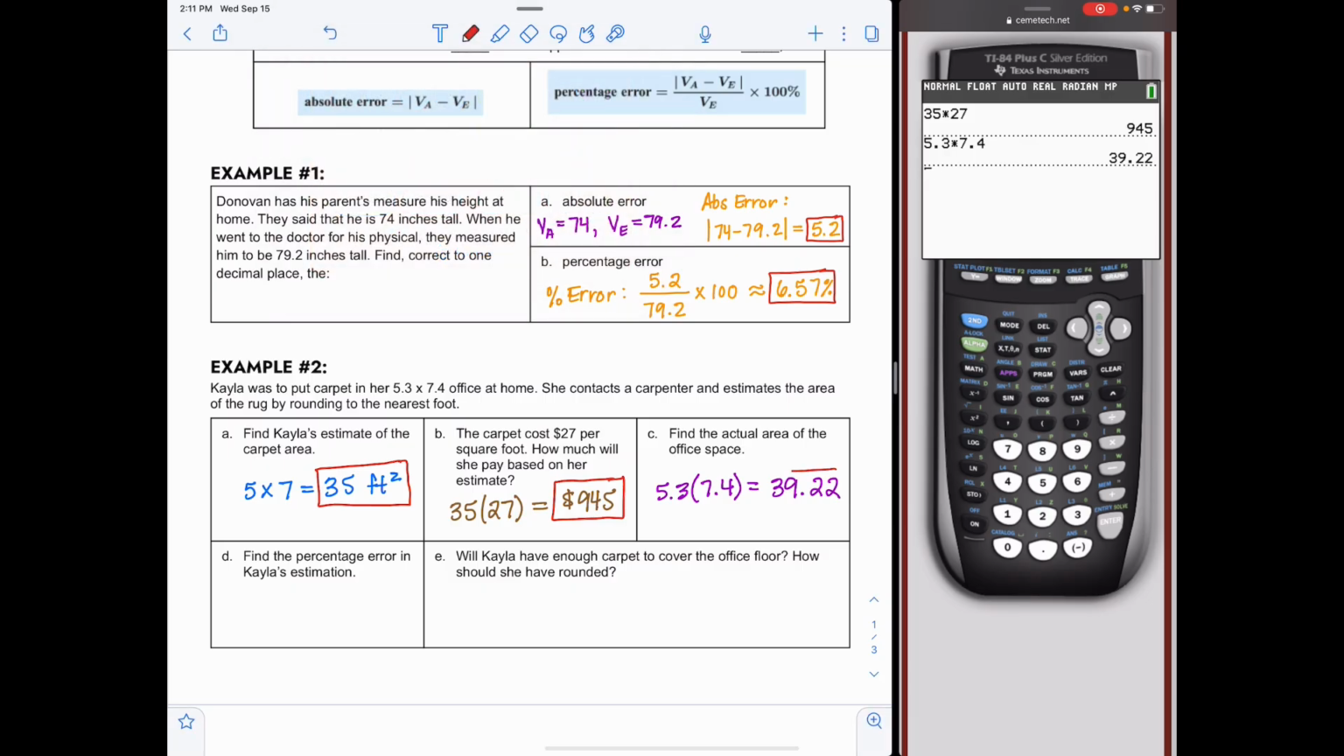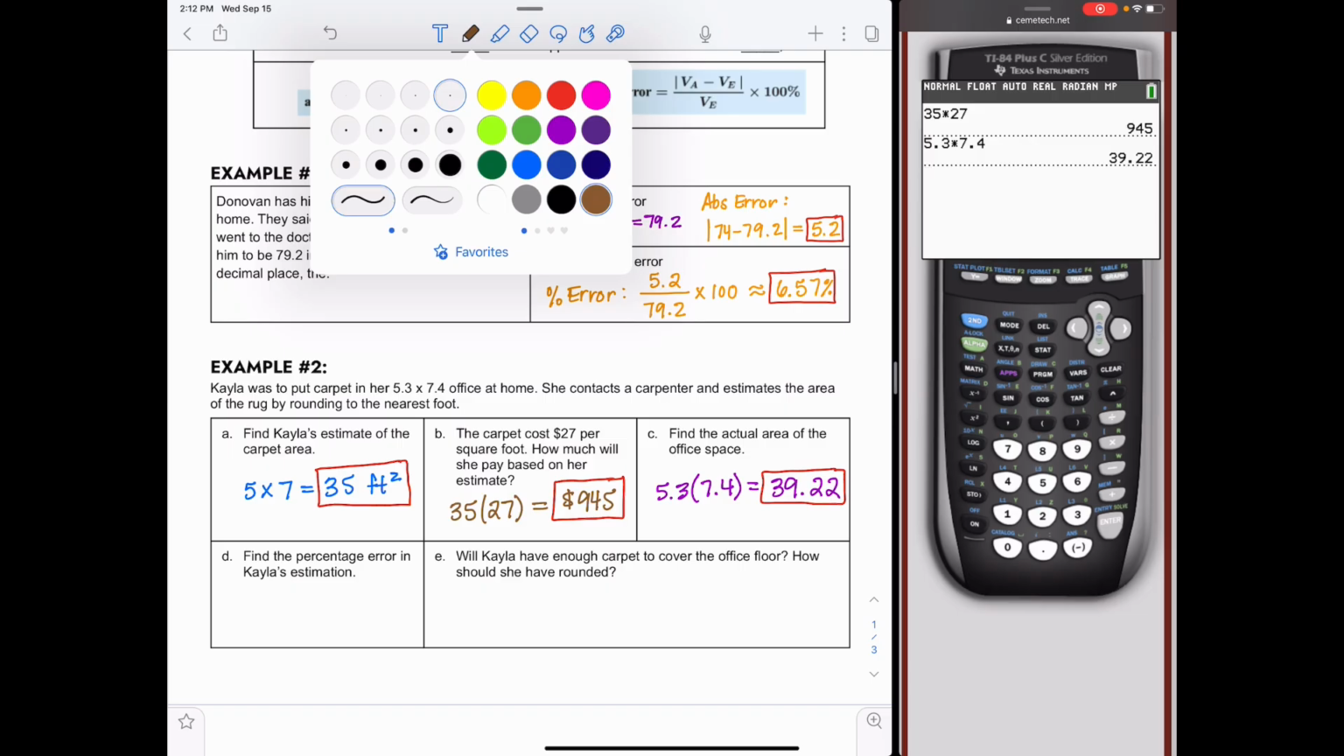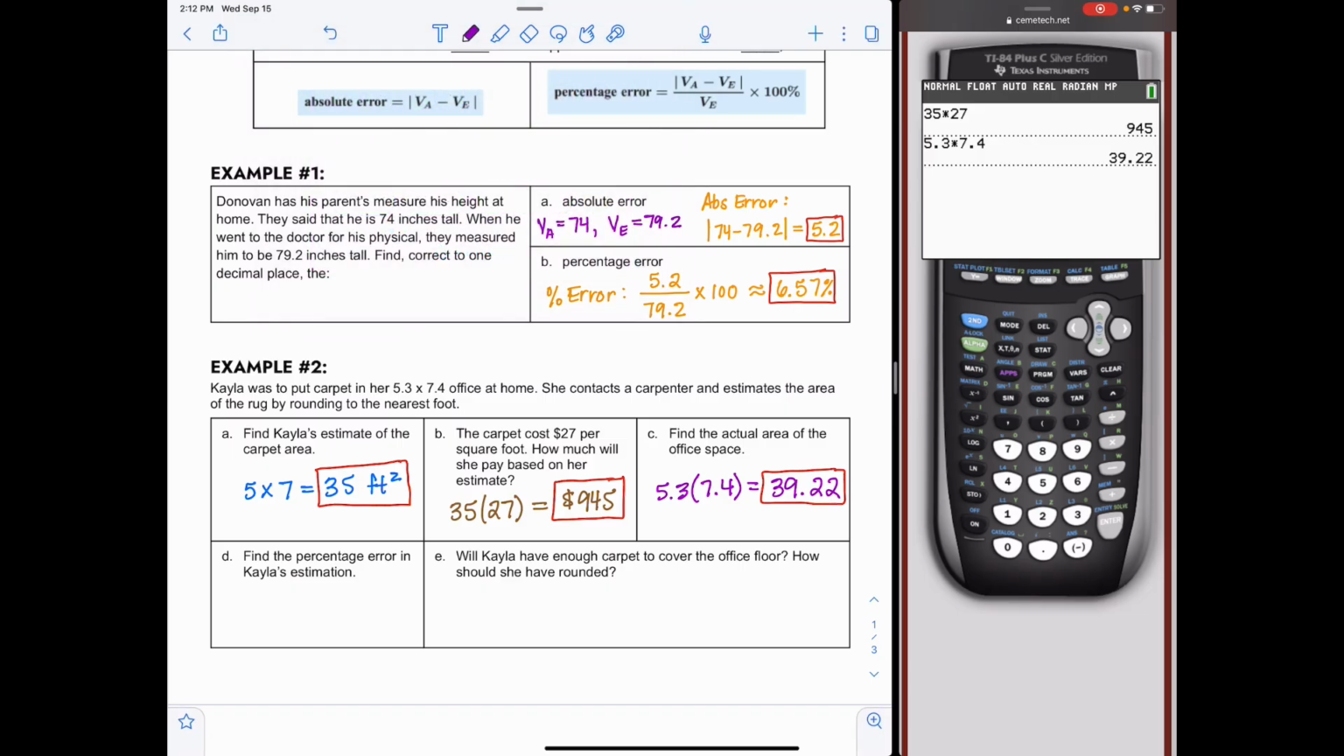So now part D is saying find the percentage error in Kayla's estimation. If we want to do percent error, we just need to identify what is the actual versus what is the approximate or estimated. We know that in the formula, V sub A stands for approximate. So our approximate value is what she rounded it to be. So her approximate is 35. Her exact area was 39.22.